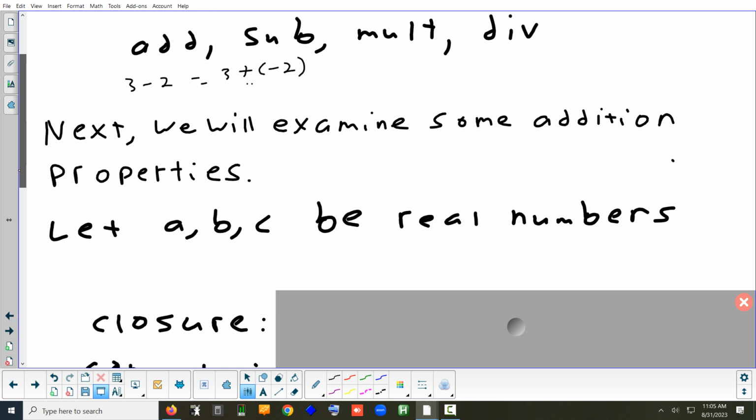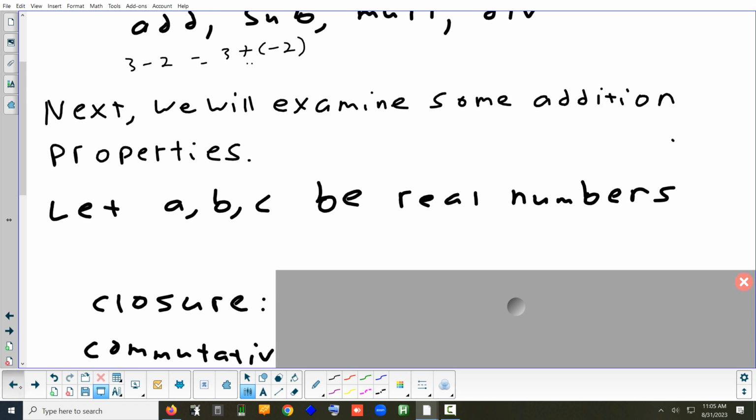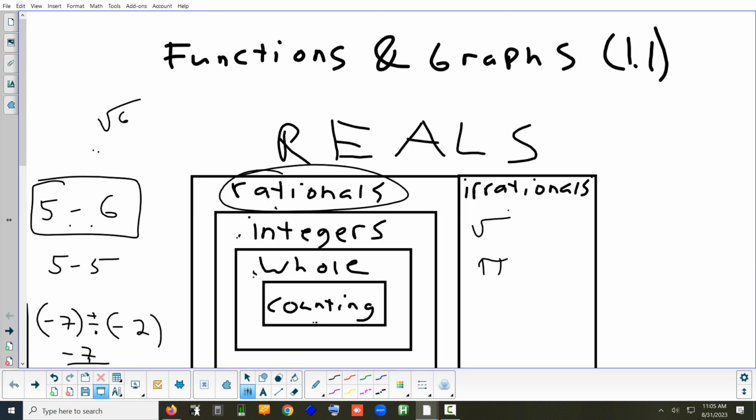So the simple idea of closure is that you think of a set of numbers, like counting, and then you ask yourself, if I add two numbers, do I always get a counting number? If the answer is yes, then we say that that set is closed. If the answer is no, then it's not. So if I add two counting numbers, will I always get a counting number? Yes. So counting is closed when you do addition.